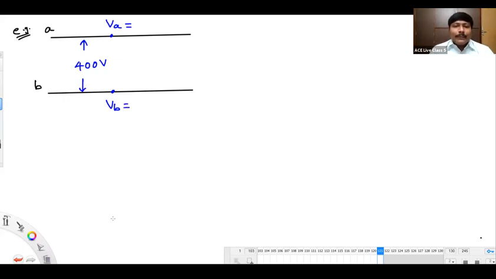Conductor A plus 200, conductor B minus 200. Yes or no? So the first one is half of this value positive, and the second one is half of this value negative. So conductor A voltage is plus 200 volts, conductor B voltage is minus 200 volts. In case of three phase, we are not discussing now, Vishnu. We are talking about only the single phase system.